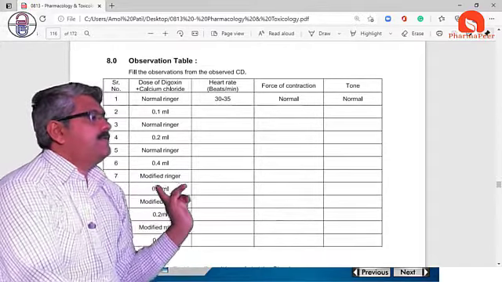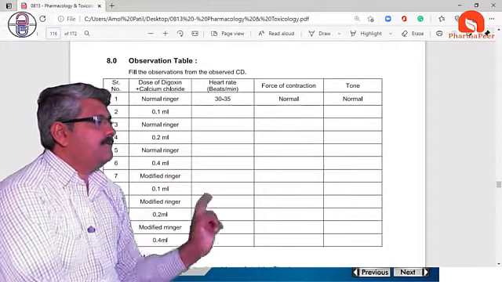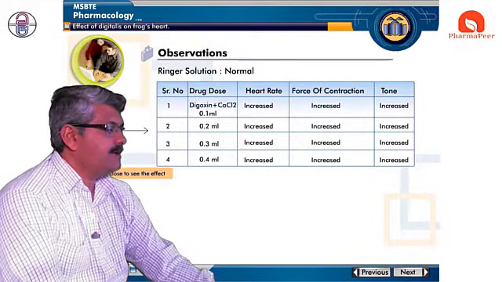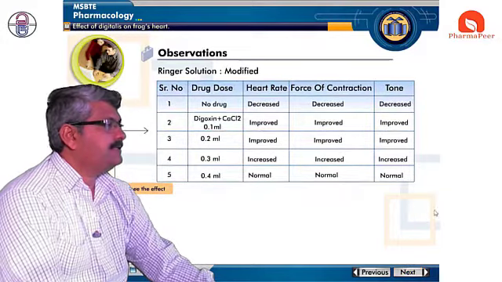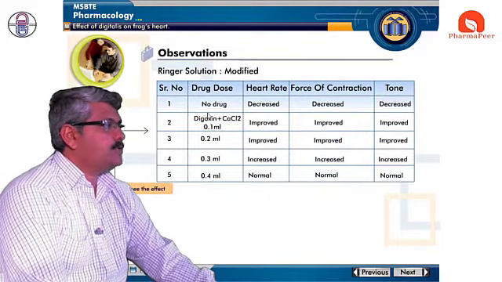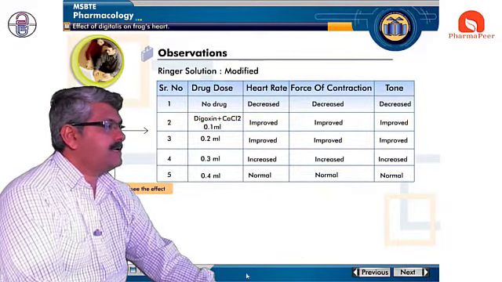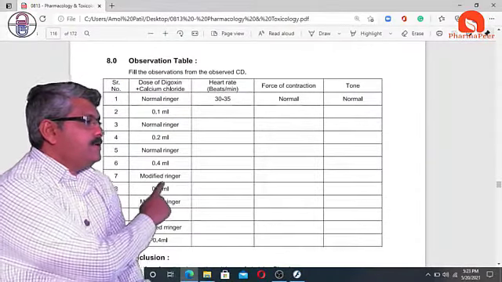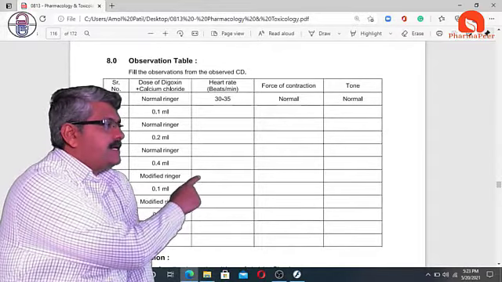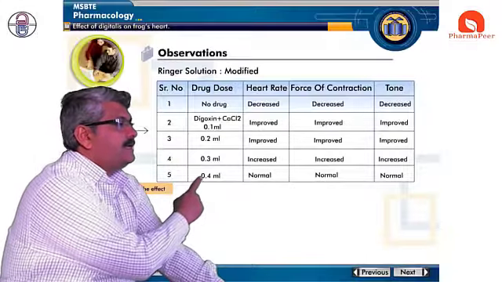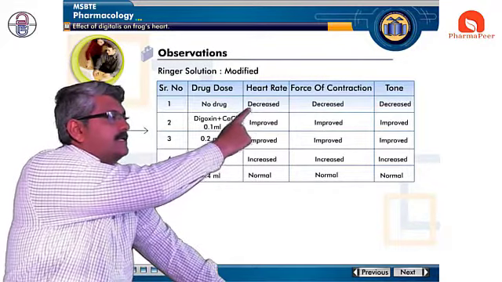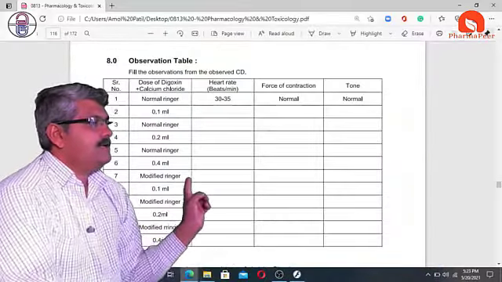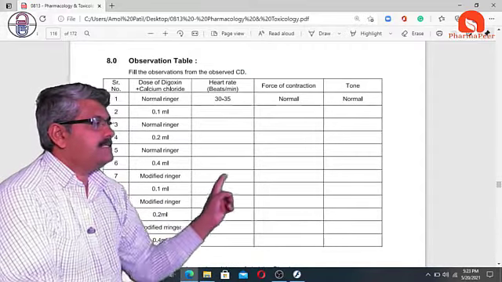After that, we have given modified Ringer solution. When we gave the modified Ringer solution, we find something here. This is no drug, that is serial number 6, and this is serial number 7. In serial number 7, we started the modified Ringer solution. So what we have to write is no drug, with a decrease in heart rate, decrease in the force of contraction, and decrease in the tone. So here we start writing decrease.